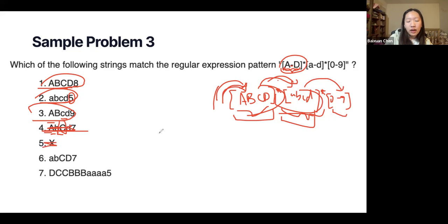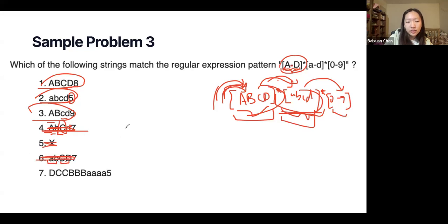Number 6, we have lowercase a and b. So we can skip the first part because, again, it is a Kleene star, so it can be 0 or more. And then it's accepted into the second part, but then we have an uppercase C and D that are not either lowercase or a number. So this one will not be accepted.